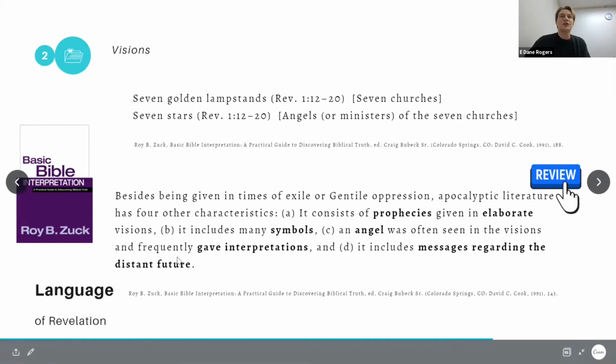Okay, and this is just a review then of the language used in apocalyptic literature, that it's given in the time of exile, that it consists of prophecies of elaborate visions, including symbols. Angels often give the interpretation, and these messages regard the distant future.